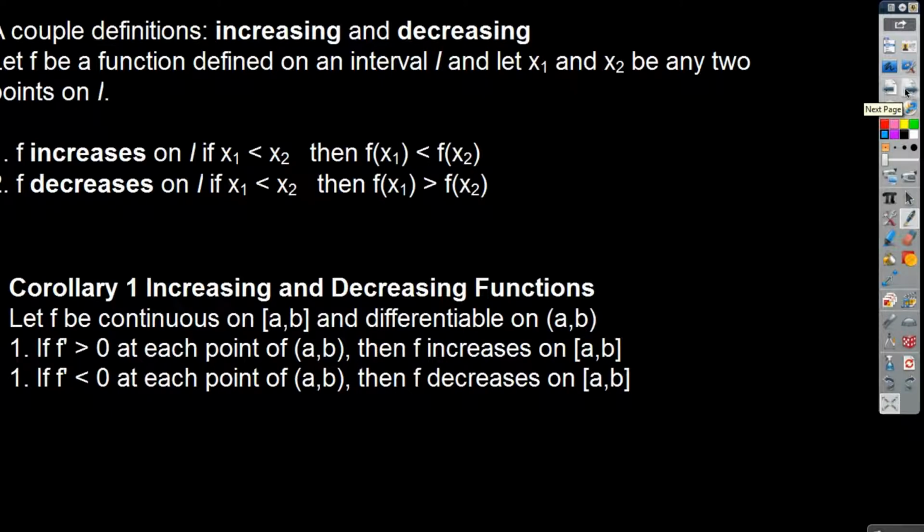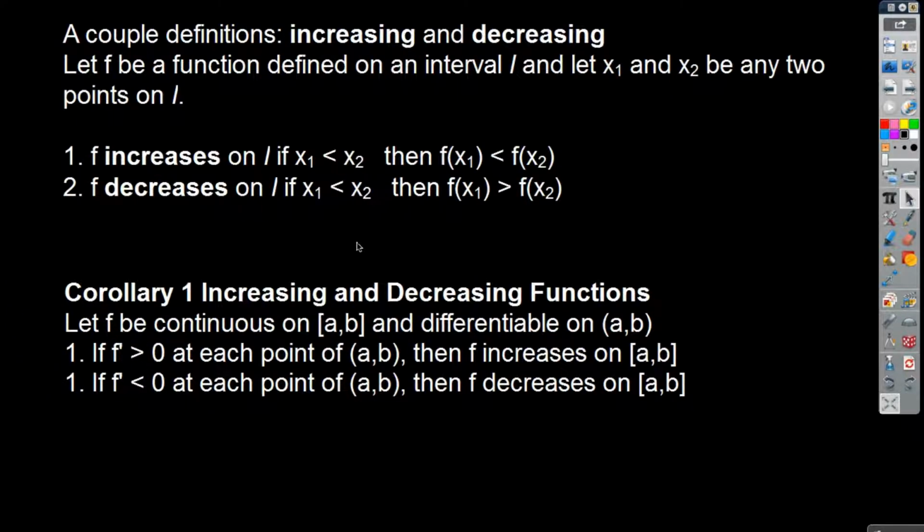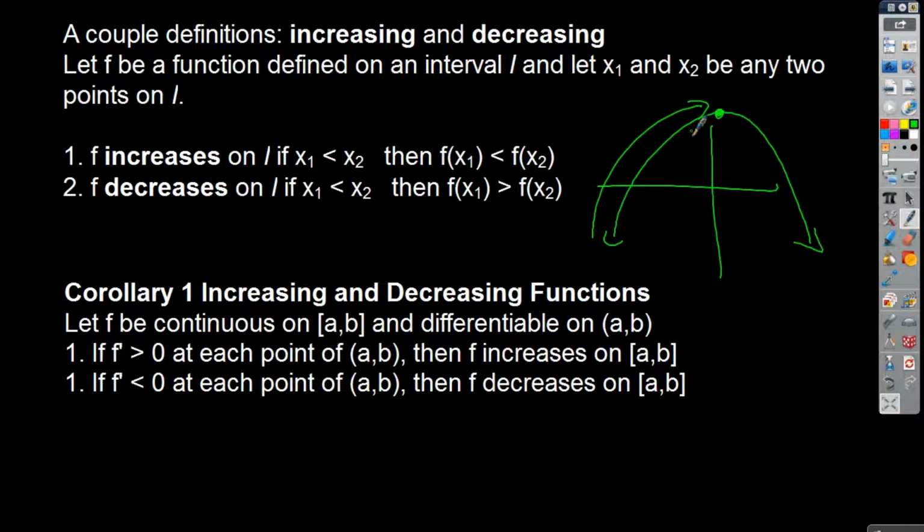So we have a couple definitions here. The first definition is the definition of increasing and decreasing. Well, the definition that you would probably understand is that increasing means it's going up. So if I have a parabola like this, it's increasing from here to here, just because the graph is going up, and then it's decreasing here.